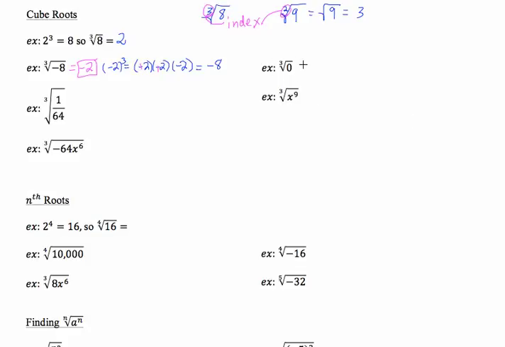Okay, cubed root of 0 is just like square root. 0 cubed is 0, so the cubed root of 0 is 0.